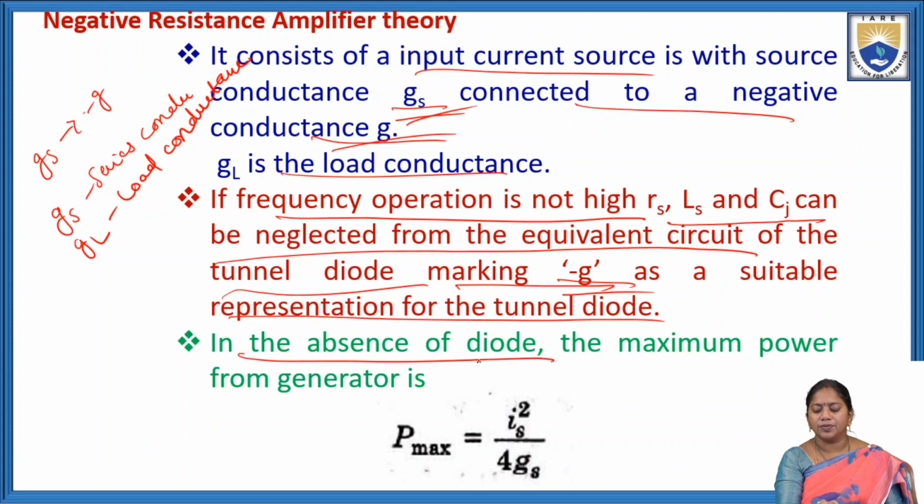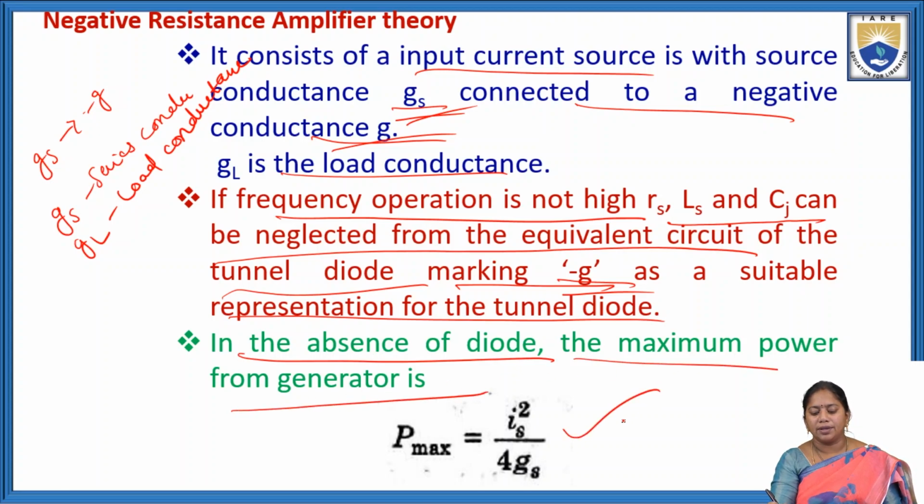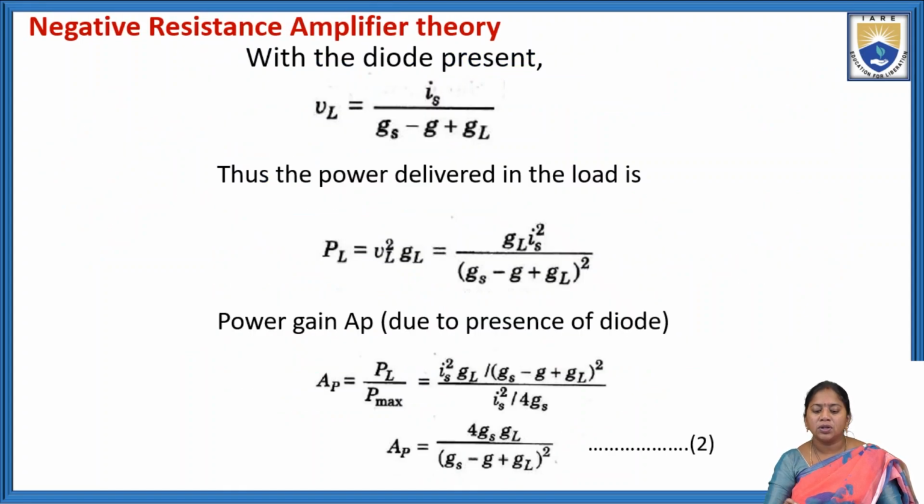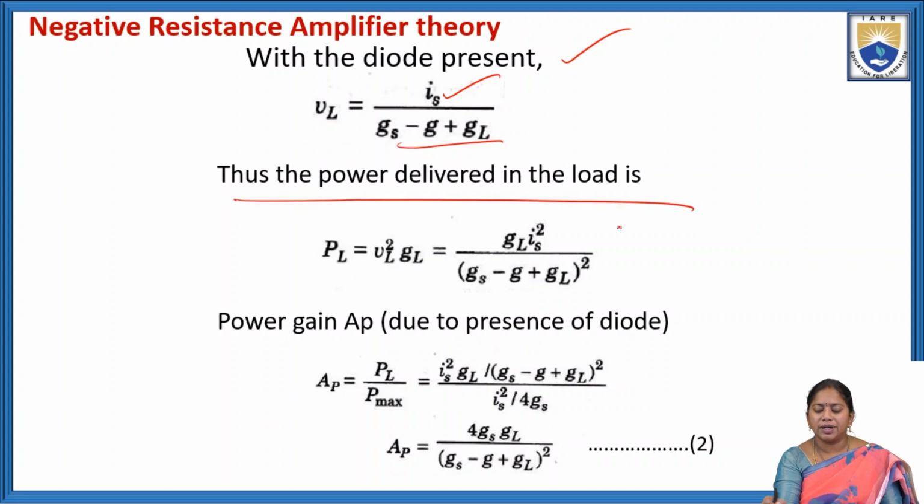In the absence of the diode, the maximum power from the generator, P maximum, equals IS square by 4GS. With the diode present, VL equals IS divided by GS minus G plus GL. Thus the power delivered to the load is PL.